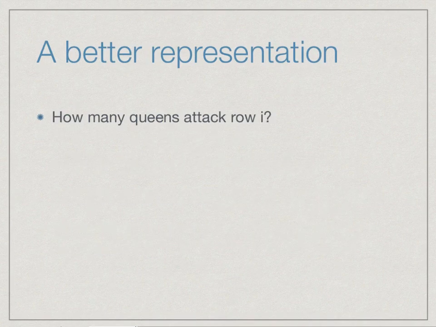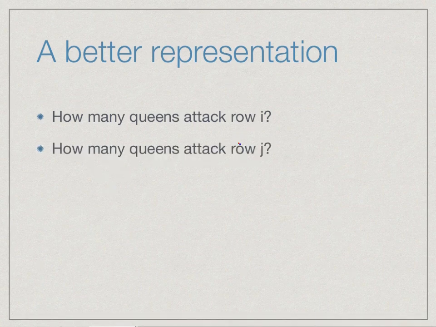To do this, we just have to look a little closer at the problem. So how many queens attack row i? If you look at the row as a whole, remember we place only one queen in each row and in each column. So only the queen on row i actually attacks row i. Similarly, only one queen is in column j. So therefore, there is only the queen in column j which attacks that column.